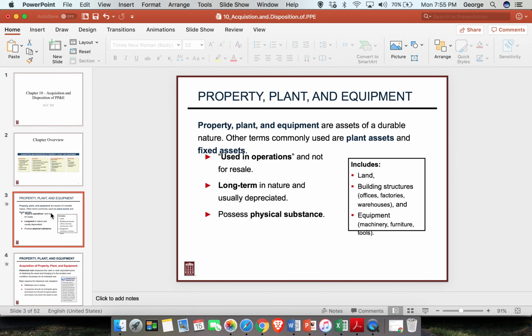So property, plant, and equipment are assets, right, durable in nature, like machines, trucks, buildings, and so forth. Other terms commonly used are plant assets instead of PP&E, or fixed assets. They're used in operations, and they're not typically used for resale. Long-term in nature. Normally they're going to be depreciated, but not always. There are some assets like land that won't be. And then they possess some sort of physical substance. So they're a tangible asset, in other words.